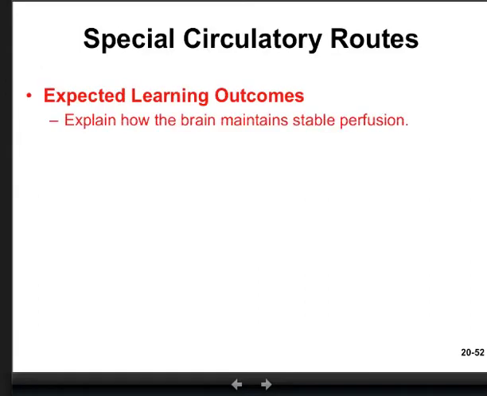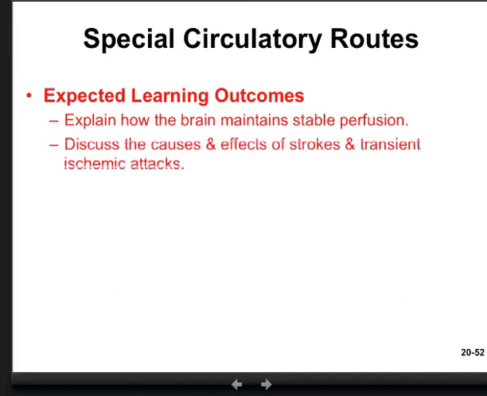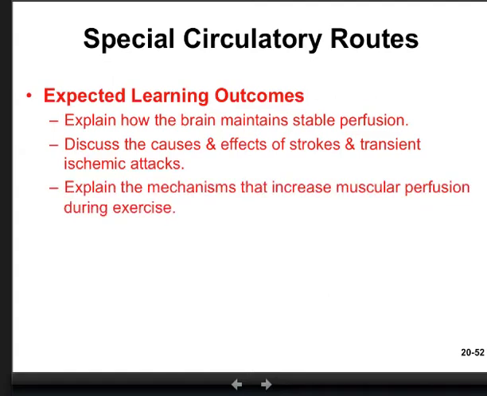Okay, we want to examine some special circulatory routes as well. We'll explain how the brain maintains stable perfusion, and we'll discuss the causes and effects of strokes and transient ischemic attacks. And we'll explain the mechanisms that increase muscular perfusion during exercise.